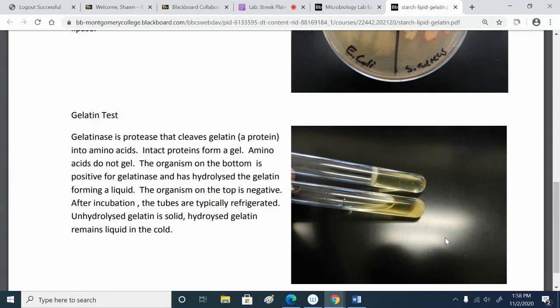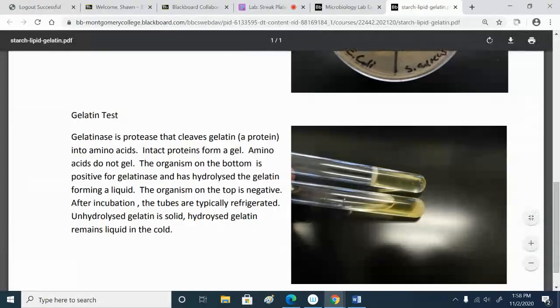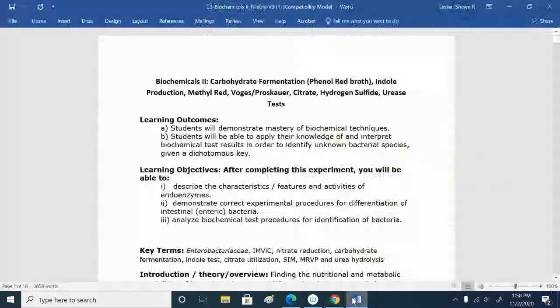So any questions about starch, fat, or gelatin hydrolysis? Okay, now we're going to start the second handout. The original Word document is there, but it's huge. It's like 120 megabytes, but you can edit it so you can add stuff to it as you go. But I've included a much smaller PDF file if you need something smaller to work with. But remember, you cannot edit the PDF, but it is a lot smaller.